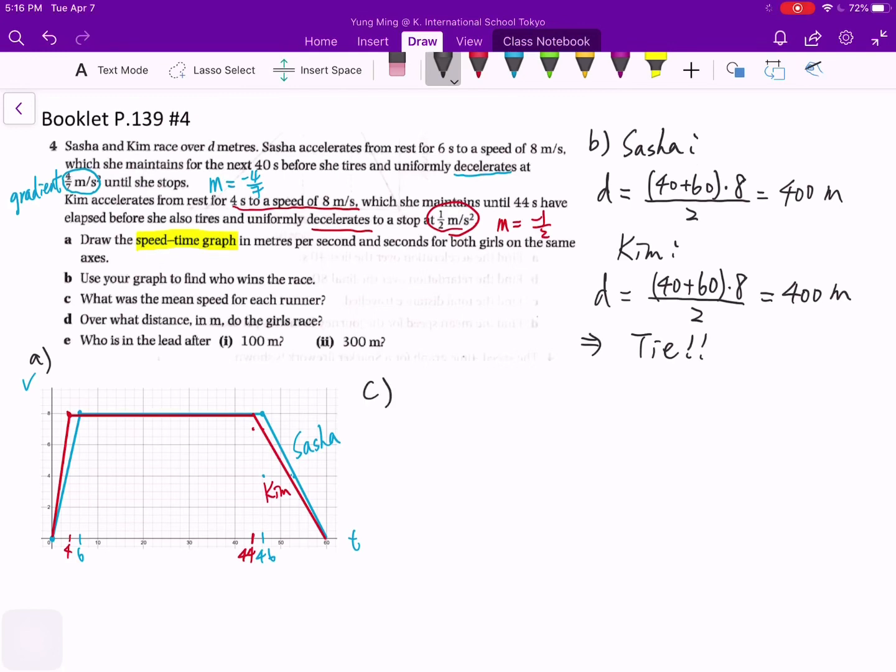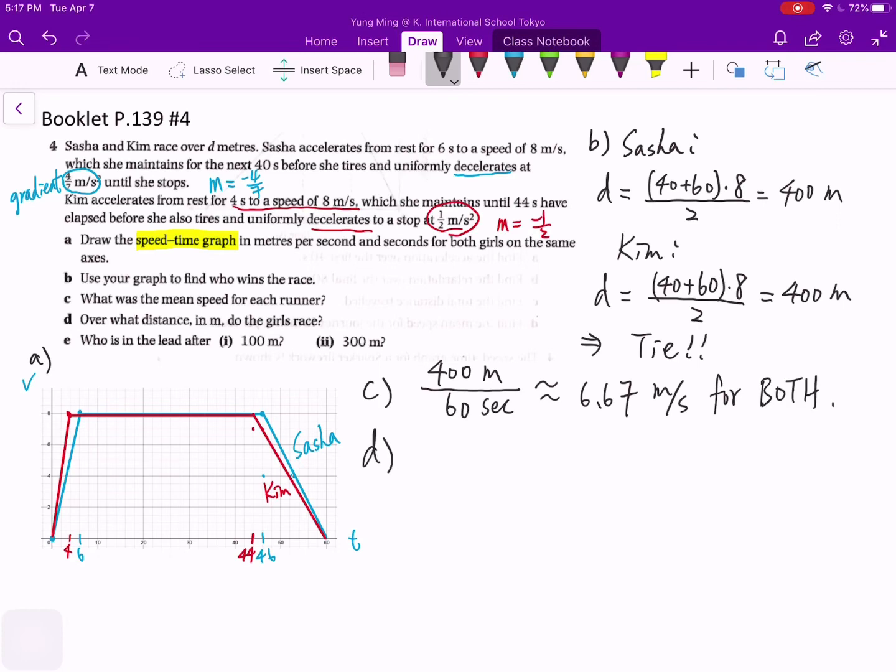Part C, what was the mean speed for each runner? I guess from part B, we can easily answer that because they traveled the same distance, 400 meters. We can have total distance, 400 meters, distance over time, right? So over time, 60 seconds. So our answer is 400 over 60. The answer is approximately 6.67 meters per second for both, okay? For both Sasha and Kim.